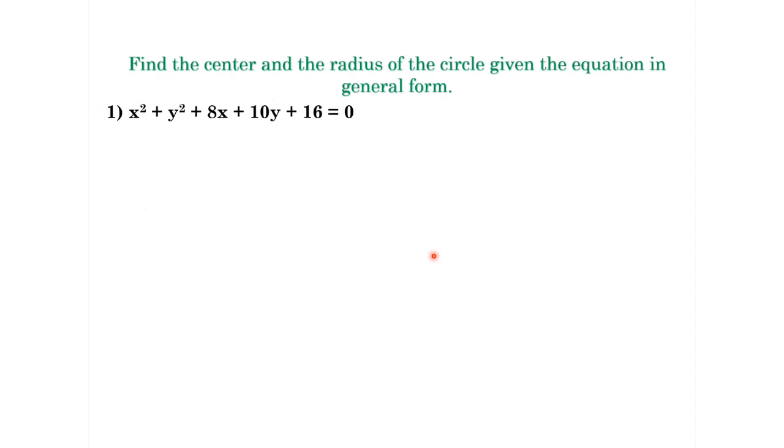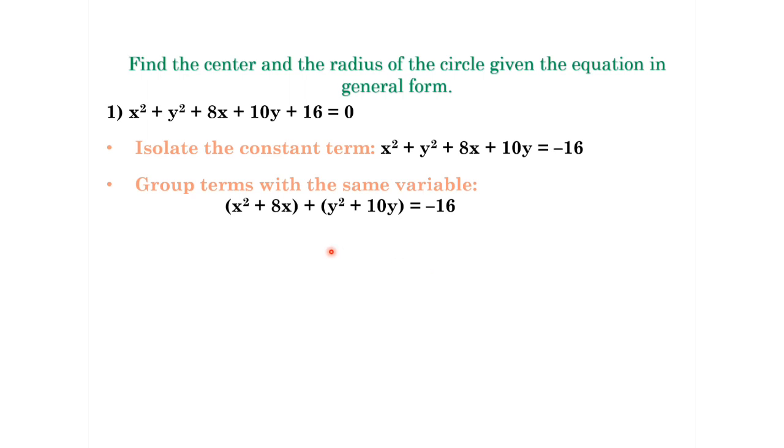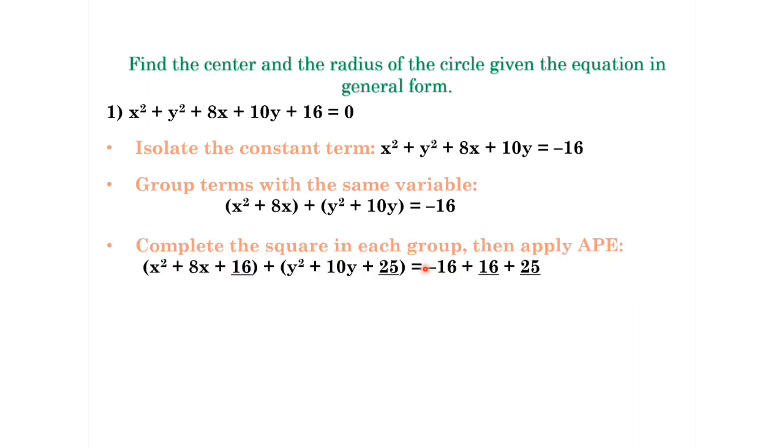The first thing that you have to do in order to go from general to standard is to combine the terms with the same variable. So, we're going to have x squared plus 8x. Then you're going to have y squared plus 10y, where your 16 needs to be transposed. That's why we have to isolate it, because in the standard form, we know for a fact that there should be a number on the other side. So here, once we grouped it, it's going to look like this. And now, after we grouped it, all we have to do is to do completing the square.